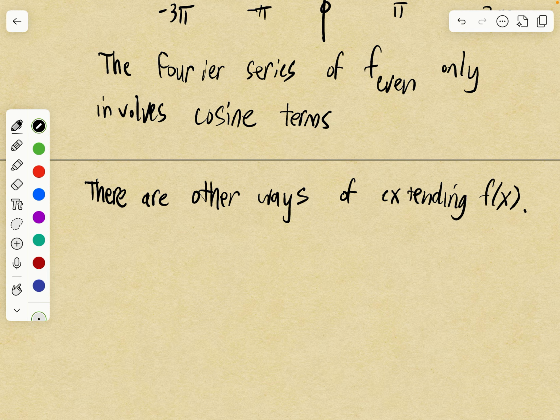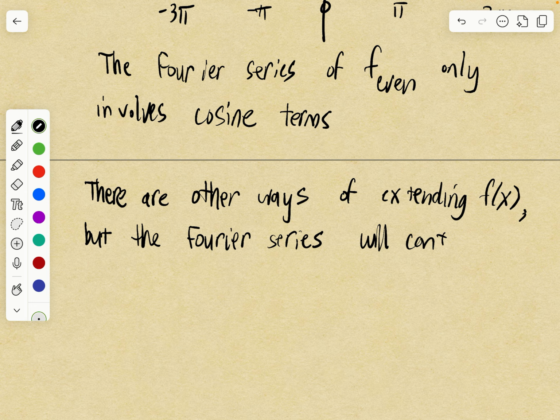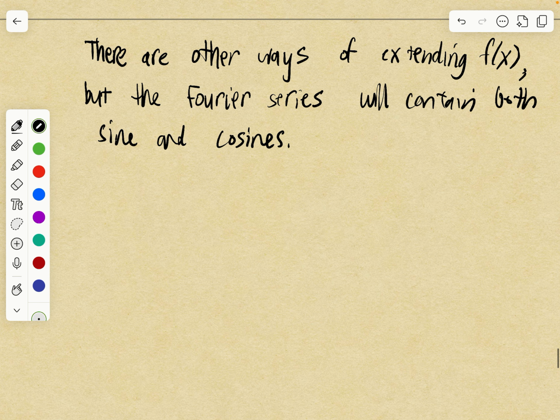Once you extend it, you can get the Fourier series, but the problem is the Fourier series of that periodic extension will contain both sine and cosine terms. So that's the drawback of not using an odd or even extension.